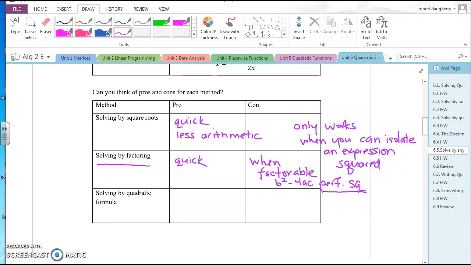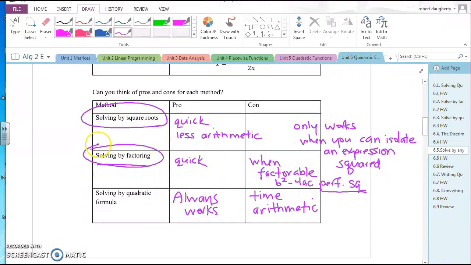Quadratic formula, the good thing about it is that it always works. The negative thing about it is that it takes a little bit more time and it's more arithmetic, okay? So people don't like to lead with the quadratic formula because if one of these other methods works, it's usually quicker. So we want to try to determine if square roots work, that's going to be the quickest way. If factoring works, that's the quickest way. If neither of these work, then I'm going to have to use the quadratic formula, okay?